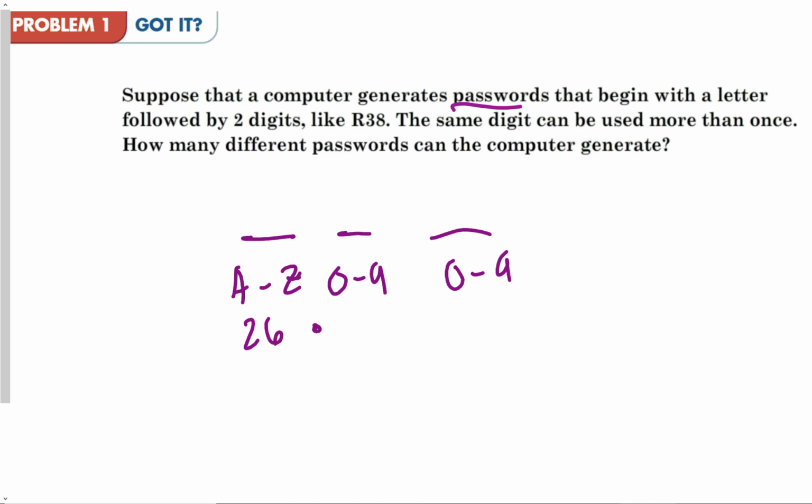So you multiply all these different ways together, and that will be your total number of possibilities. All right, that is it for problem number 1.